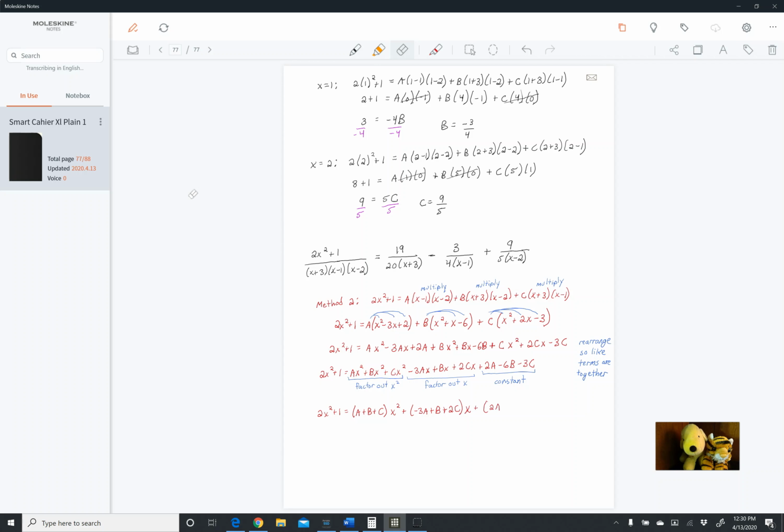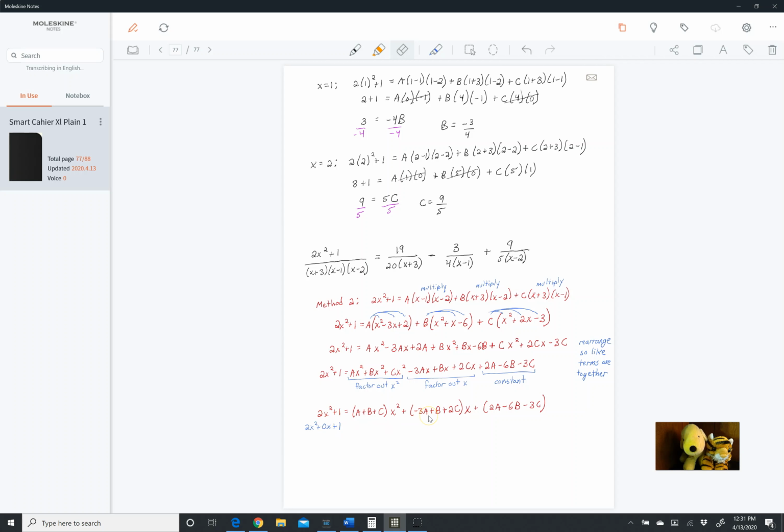Well, now we're going to equate our coefficients on the left with our coefficients on the right. So keep in mind that this 2x squared plus 1 is in standard form. This is 2x squared plus 0x plus 1. So that means that our coefficient of x squared on the left is 2. So that's going to be the coefficient of x squared on the right. The coefficient of x on the left is 0. There was no x, so the coefficient is 0. So that's going to be the coefficient of x on the right. The constant on the left is 1, so the constant on the right is 1.